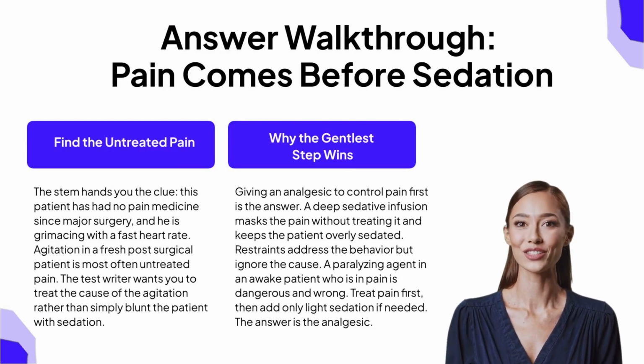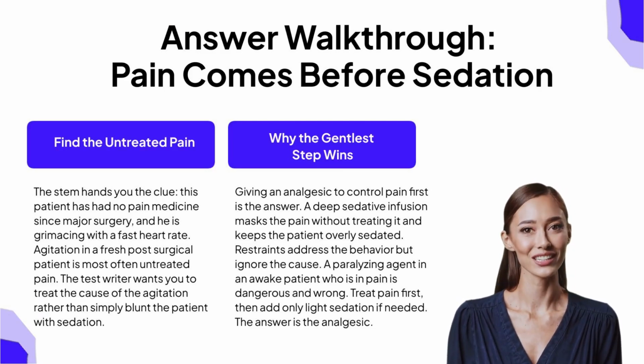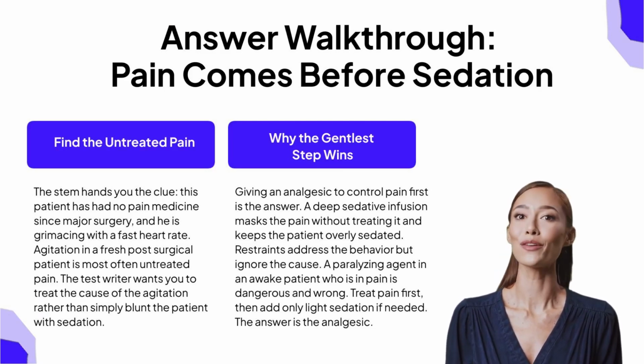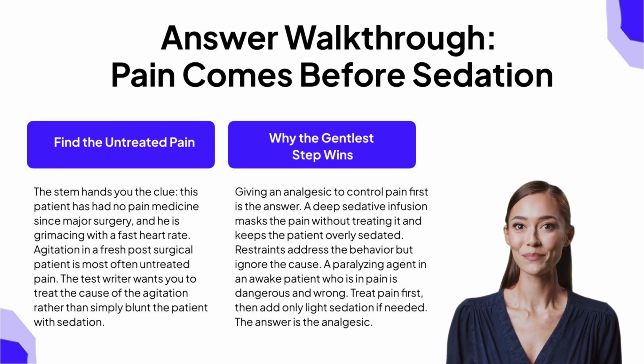First, find the untreated pain. The stem hands you the clue directly. This patient has had no pain medicine since major surgery, and he is grimacing with a fast heart rate. Agitation in a fresh post-surgical patient is most often untreated pain, and the test writer wants you to treat the cause rather than simply blunt the patient with sedation.